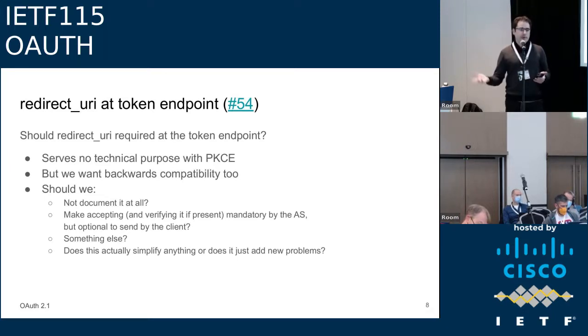We do want backwards compatibility, of course. We shouldn't make it so that OAuth clients are going to suddenly stop working if they're sending the parameter, for example. So the question is, how do we support that while also not just having it required for the sake of it because it's always been there? The options are anything from just not documenting it and letting people do it or not. There's also making it so that the AS would accept and also verify it if sent, but not require it to be sent, which feels like the right way to do backwards compatibility, I think. Other options, or just leave it alone and keep it as a required parameter because maybe that's the simplest and anything else is adding new problems.